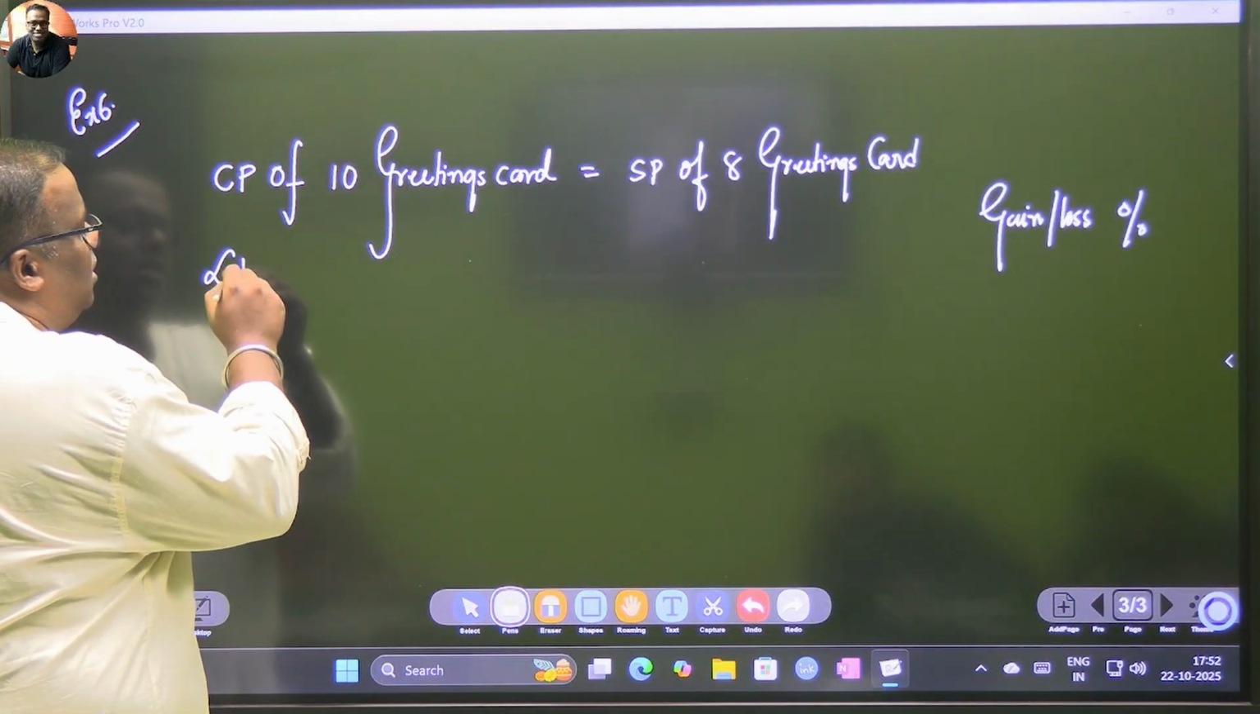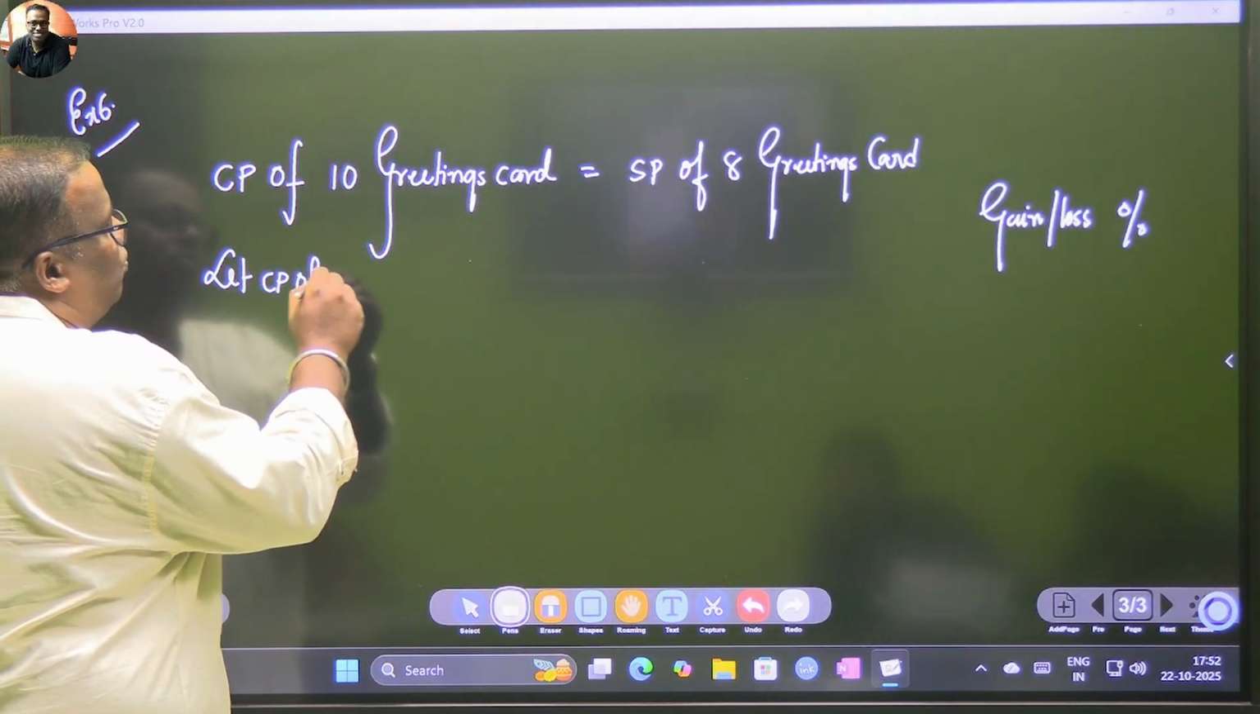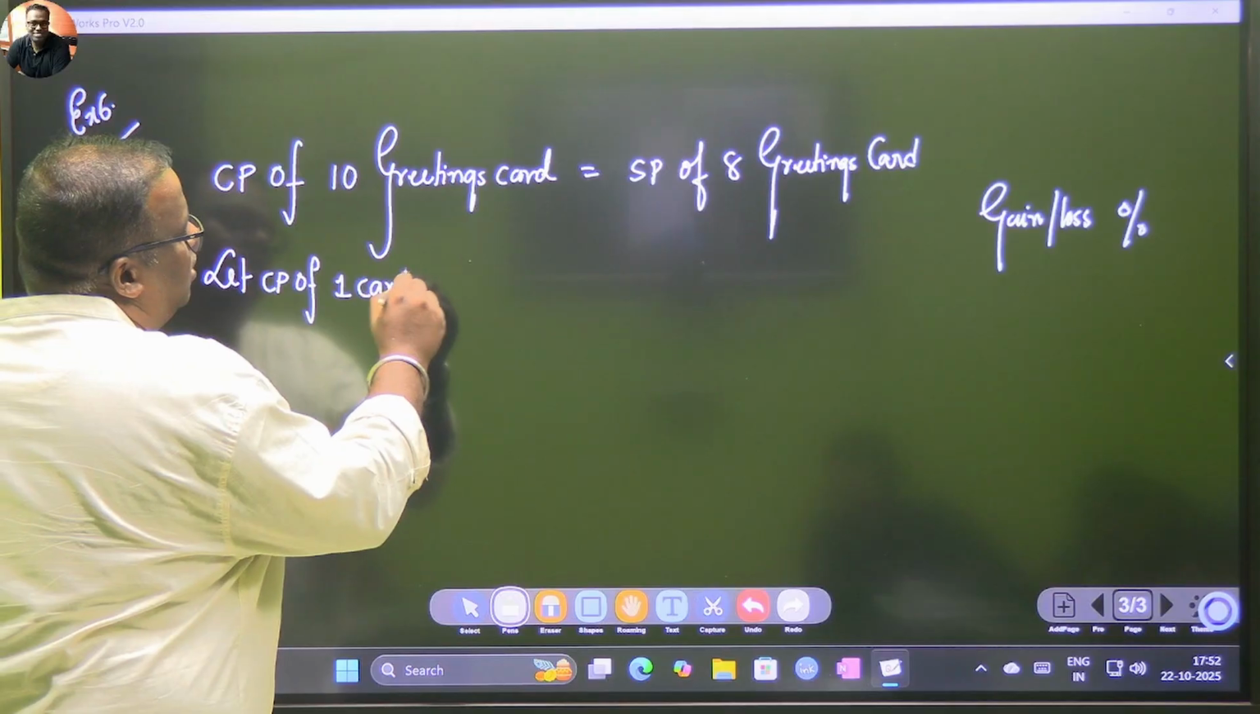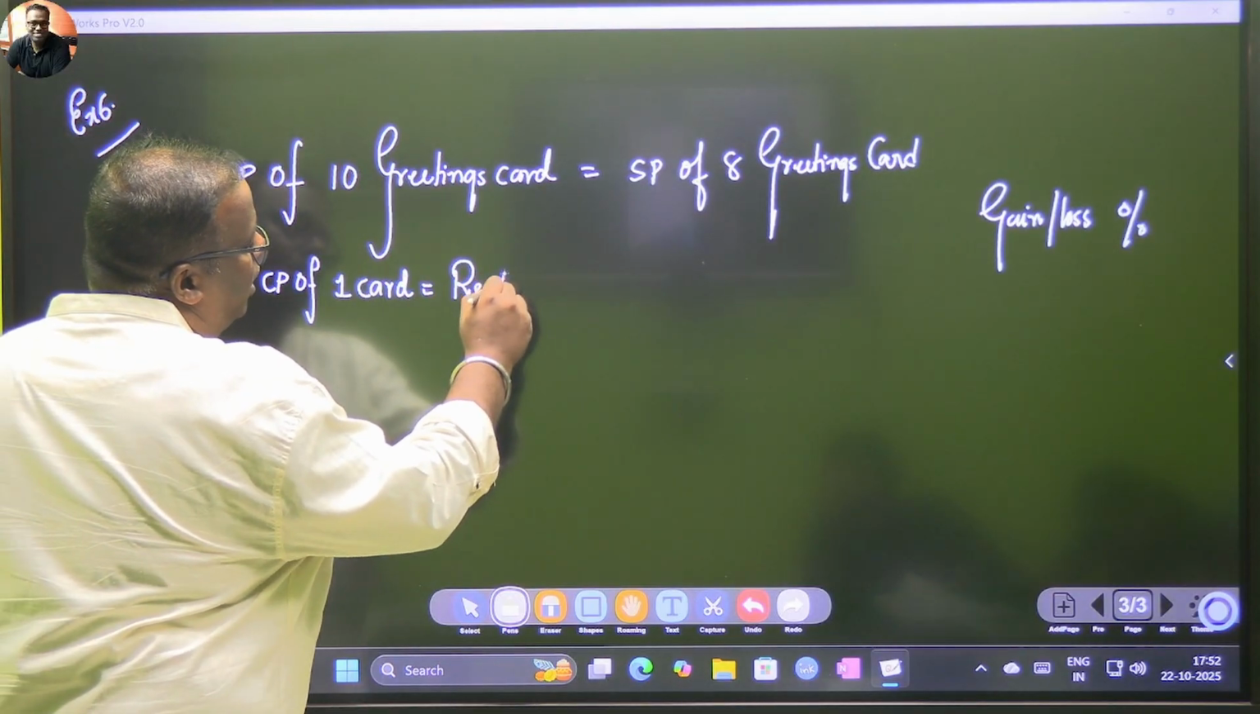Let the CP of one card be equal to rupee 1, not rupees 1.